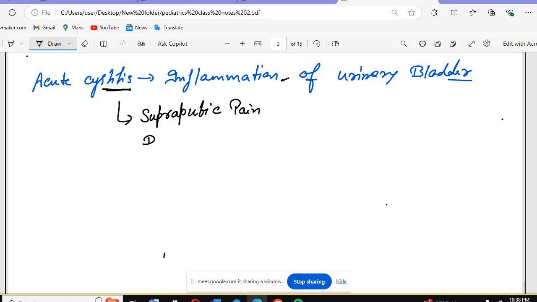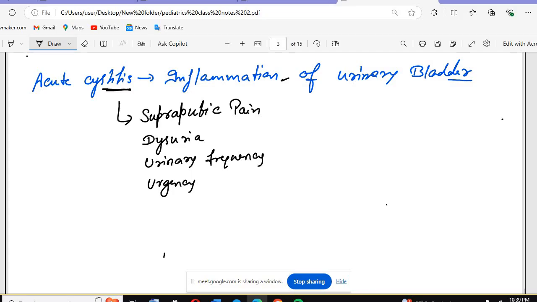Along with that, you will see abnormal urine and dysuria. The patient will say they have increased urinary frequency. Why? Whenever they try to urinate, there will be pain, so they stop the urine. There will be increased frequency of urine, and the patient will feel some kind of urgency.